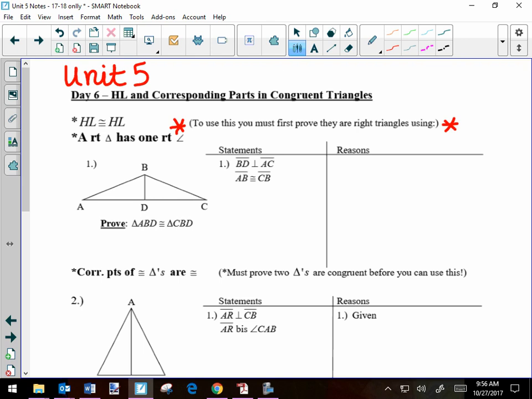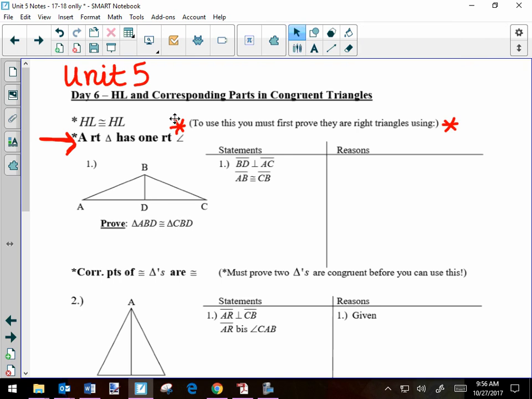So in this case, we're going to talk about a proof where we use hypotenuse leg, and we are going to have to use this reason right here to show that we have a right triangle before we can talk about hypotenuse leg. So I'm going to have you put hypotenuse leg out of your mind for a second, and I'm going to work through this proof like you would if you didn't know it was hypotenuse leg.